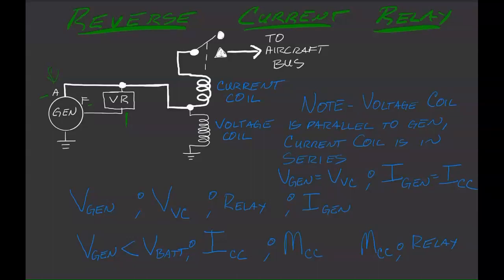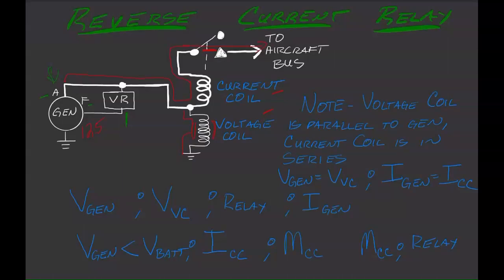So the generator, when it's producing current, is going to go through this reverse current relay, which has two coils. It has a current coil and a voltage coil. And the voltage is going to try to go this way. It's also going to flow here, and we're going to start getting a little magnetism in this direction. Once this voltage level has reached enough, if it's a 12-volt airplane, we'll say at 12.5 volts or so, this will close. And then I can go out to the aircraft system.